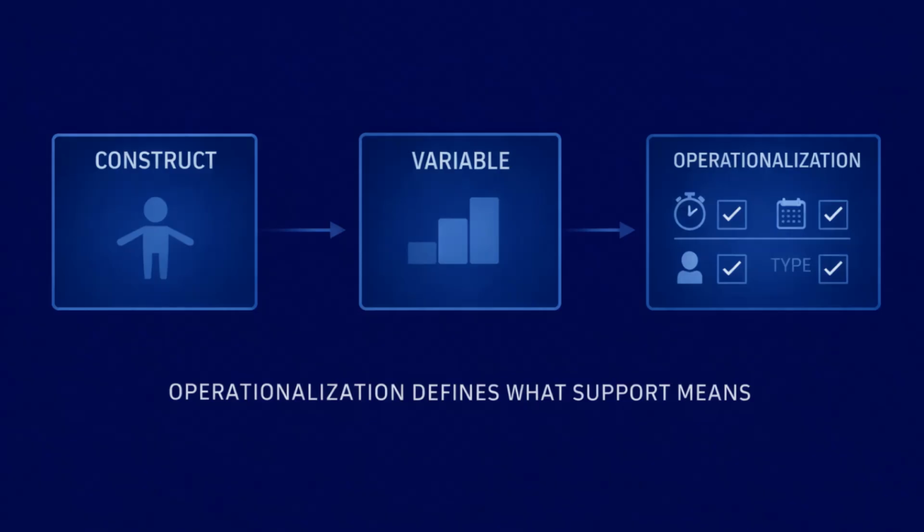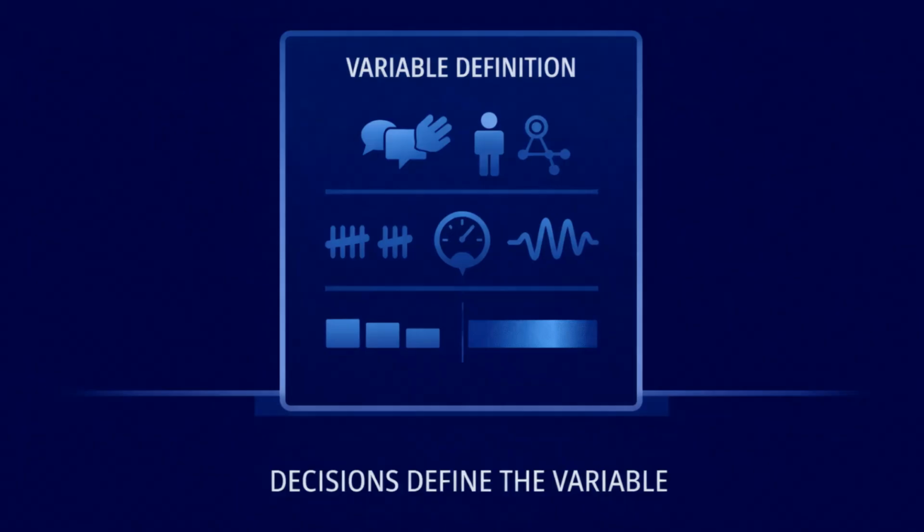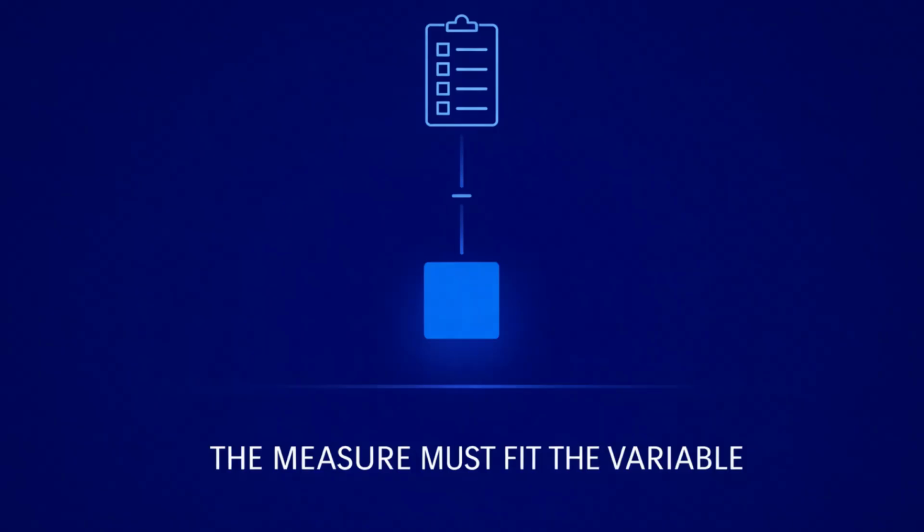For example, if the construct is independence and one variable is level of support required, operationalization requires you to specify what support means. Does support include verbal prompts, physical assistance, human mediation, AI-based scaffolding? Are you counting frequency, duration, intensity? Are levels categorical or continuous? These decisions define the variable. Without them, the measure has nothing stable to measure.